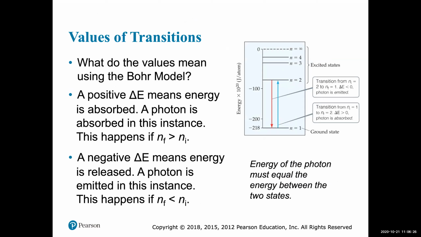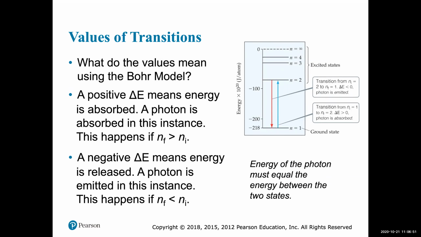So if the delta E is positive, then that means energy is absorbed. So in other words, the photon is absorbed. And if delta E is negative, that means energy is released. So in other words, the photon is emitted. The energy of the photon must equal the energy between the two states. That's the key takeaway on this.